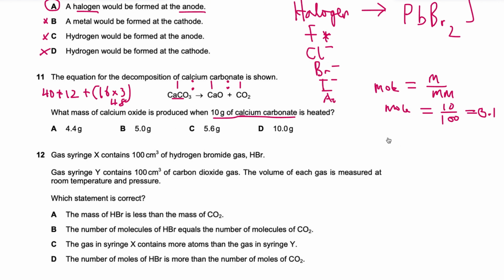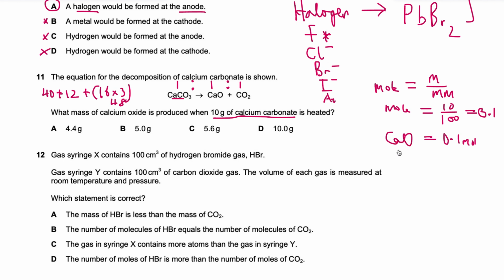So for calcium oxide, the mole will be 0.1. The reason is because it has the same molar ratio with calcium carbonate. So 0.1 mole. Now we calculate the mass using that same formula. But before we do that, let's calculate the molar mass of this.